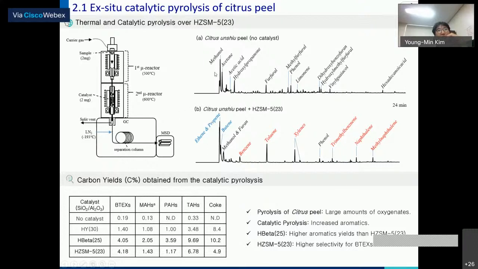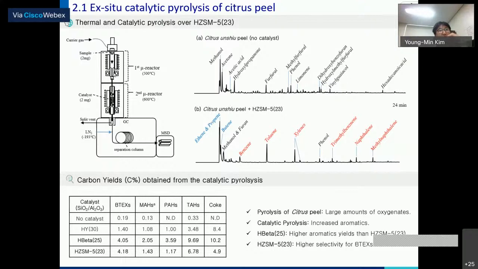In this case, we can get this kind of chromatogram. As you can see, all of the components have a high amount of oxygen: methanol, acetone, acetic acid, furfural, all of these components are constituted with the oxygen element. So I need more upgrading processes. So when we put the HZSM-5 catalyst in the second reactor, I made the catalytic bed and loaded it. The same sample amount was injected.